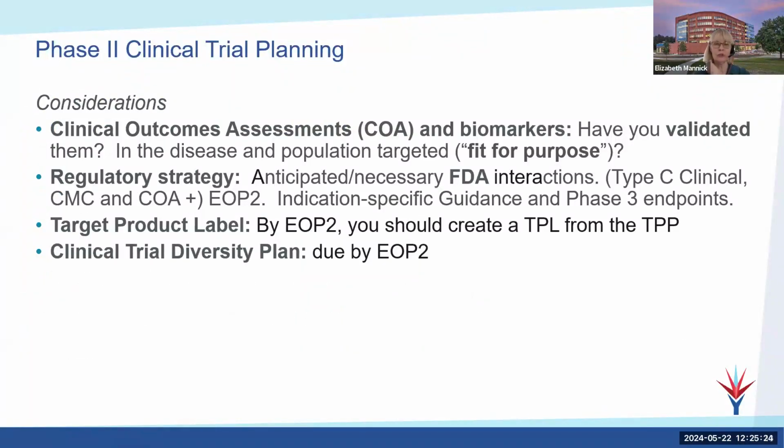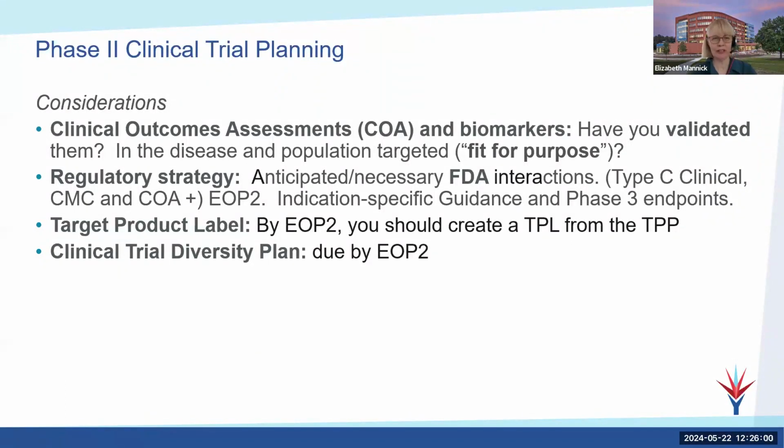Other things, don't forget clinical outcomes assessments, which include PROs, patient-reported outcomes, and biomarkers. Have you validated them? What's your plan for validation in phase 2? And is your validation what we call fit for purpose? Even if your biomarker has been validated in another disease state, you're probably going to have to revalidate it in your disease and population.